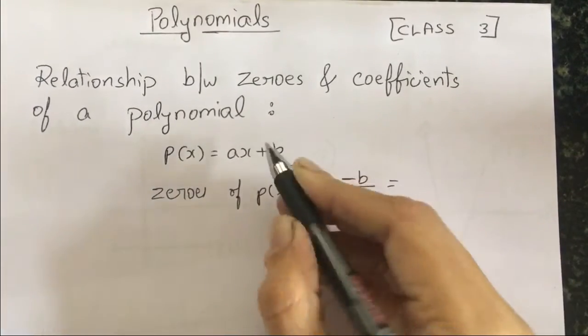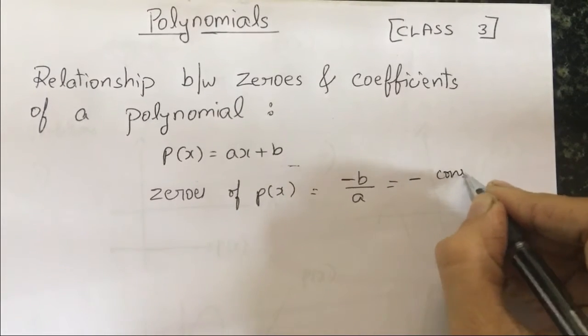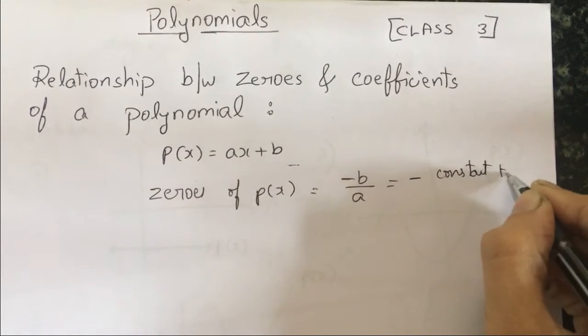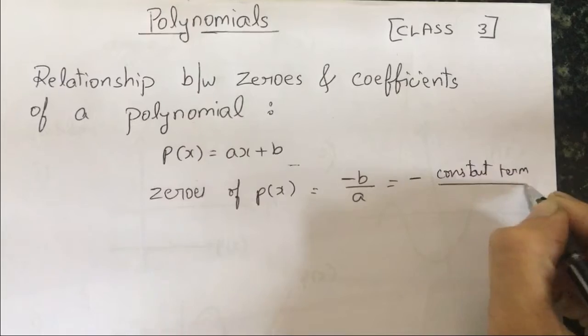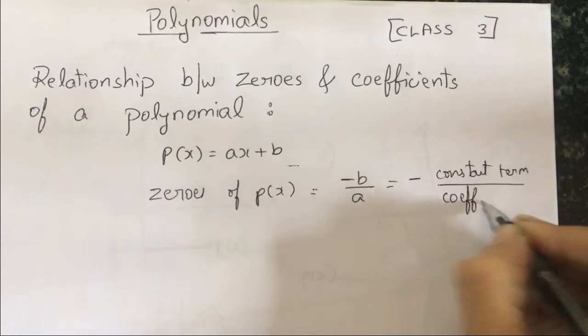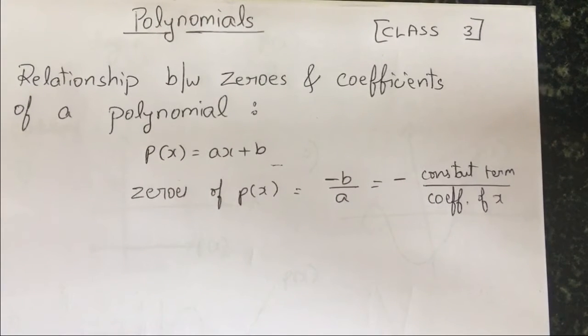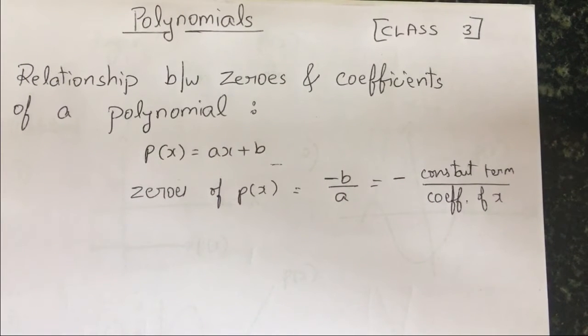What is b? b is nothing but the constant term. So it's the constant term divided by the coefficient of x. Coefficient of x, right? So this is for the linear polynomial.